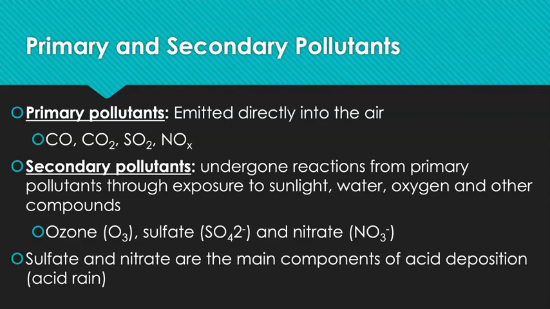You should know what pollutants are primary pollutants and what pollutants are secondary pollutants, so make sure you have that in your notes. Sulfate and nitrate are the main components that are actually going to contribute to acid deposition or acid rain, and we will be hearing more about acid rain in our next lecture.